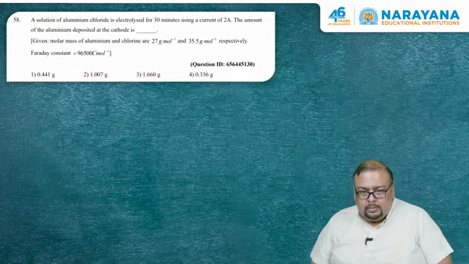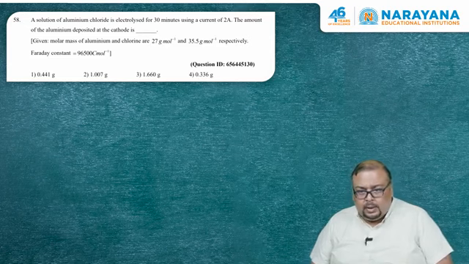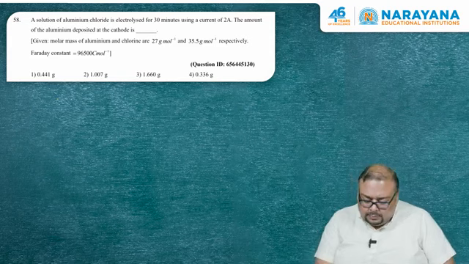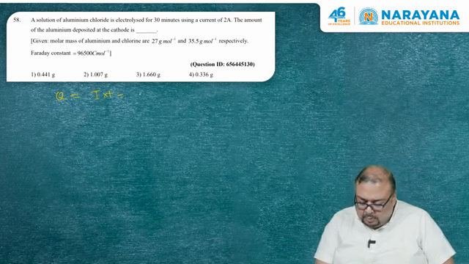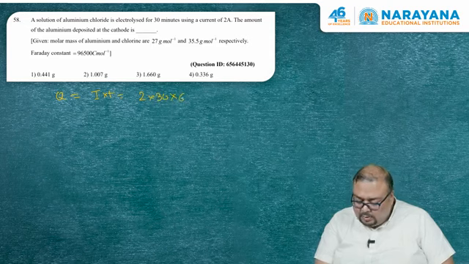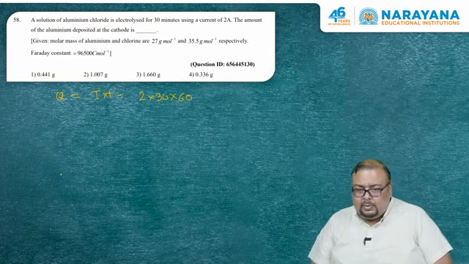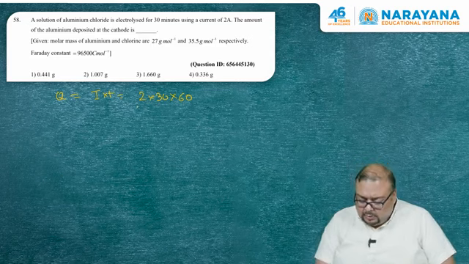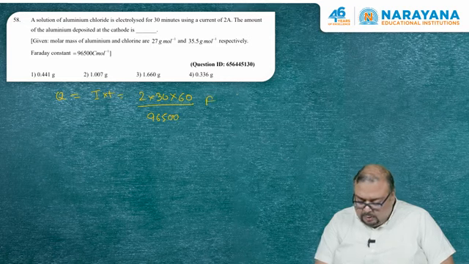A solution of aluminum chloride is electrolyzed for 30 minutes using current of 2 amperes. The amount of aluminum deposited at cathode. So you see, first we need to calculate the charge. Q will be equal to I into T. That will be equal to 2 into 30, and time should be in seconds, so into 60. And we need to convert it into Faradays. So divide by 96,500. This will be the number of Faradays of charge.